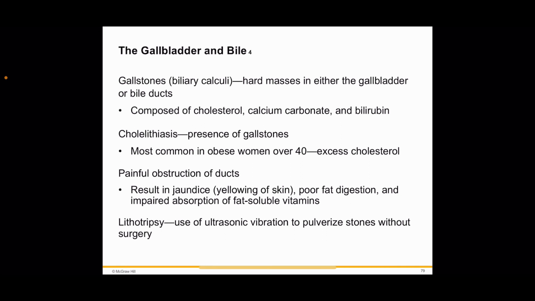Like in different types of stone, like, oh gosh, what am I thinking of? Like bladder stones. Why can't I think of it? Other parts of your body. I think it's because it's like 8 o'clock at night and it's such a long lecture already.